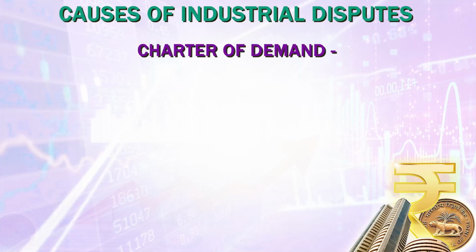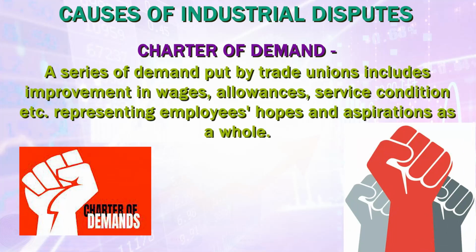If we consider the next point, that is the Charter of Demand. What is the Charter of Demand? The Charter of Demand is the series of demands proposed by the trade unions in front of the employers, and these demands include an increase in wages and salaries, improved working conditions, an improved living standard, the demand for social benefit, medical benefit, and other allowances and bonuses. But violation of this may cause industrial unrest as the years roll on.